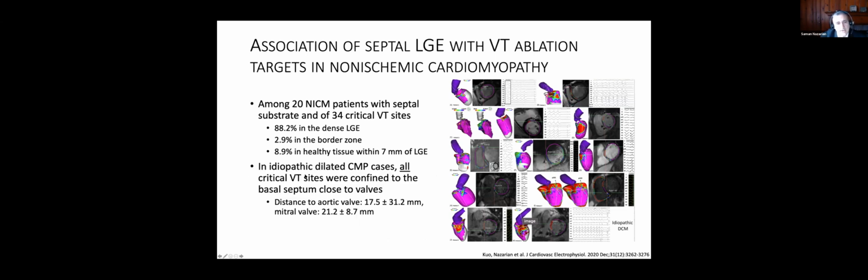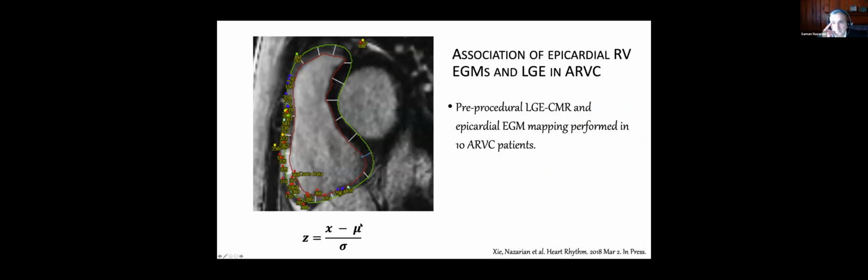And most of the time, here's the most important thing, you all know this, but I think it's worthwhile emphasizing, that in idiopathic dilated cardiomyopathy, all of these critical VT sites were confined to the basal septum close to the valve. So within 20 millimeters of the aorta and almost 20 millimeters of the mitral valve, that's where we want to be hunting, between the scar and the valves. That's the source of these VTs.